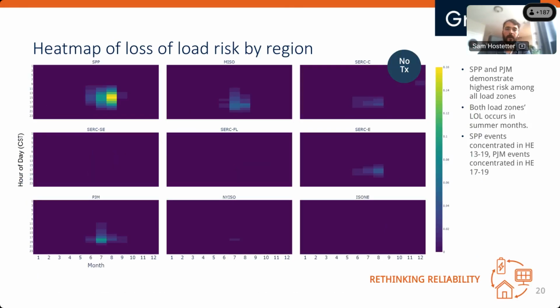Taking a deeper dive into the brightest heat map from the last slide, the no transmission scenario, we have a region-by-region breakdown of the hour-month probability of loss of load events. You can see SPP and PJM demonstrating the largest amount of risk among all of the regions, and a very slightly shaded bar for MISO Central in the winter. That's the limit of our winter risk exhibited in our data, predominantly around Winter Storm Elliott, I believe.